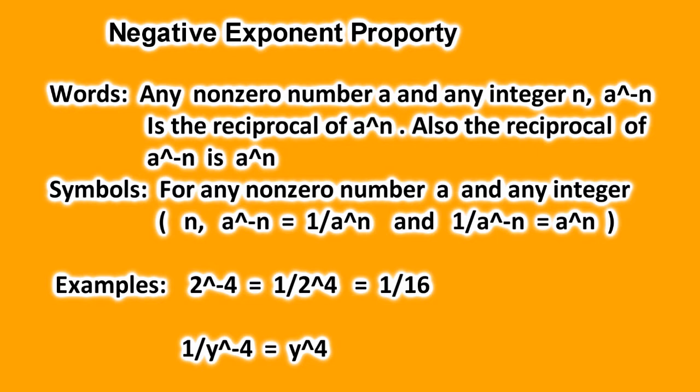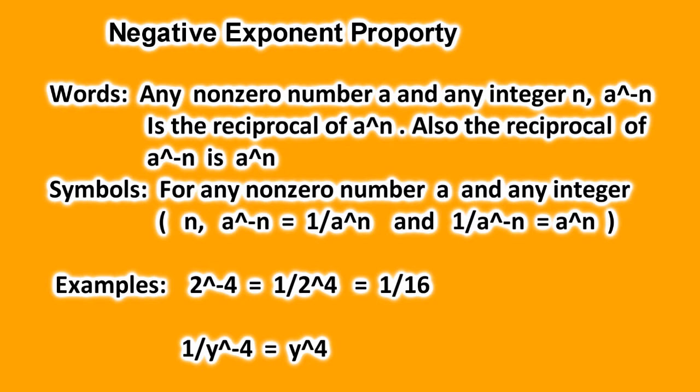Also the reciprocal of a to the power minus n is a to the power n. Symbols: for any non-zero number a and any integer n, a to the power negative n is equal to 1 over a to the power n. We change the power from negative to positive by putting it in the denominator. Another one: 1 over a to the power minus n is equal to a to the power n.